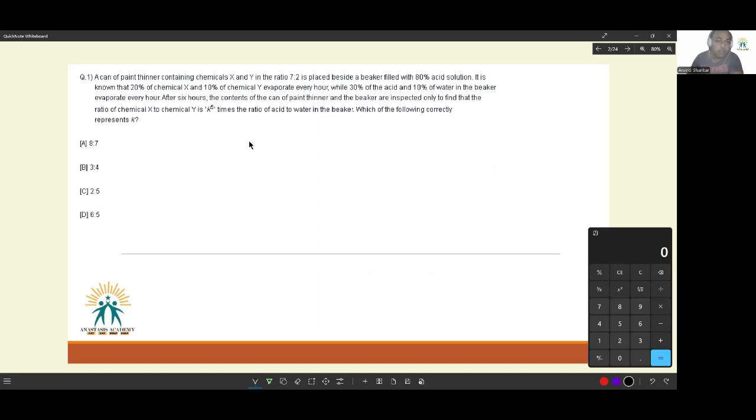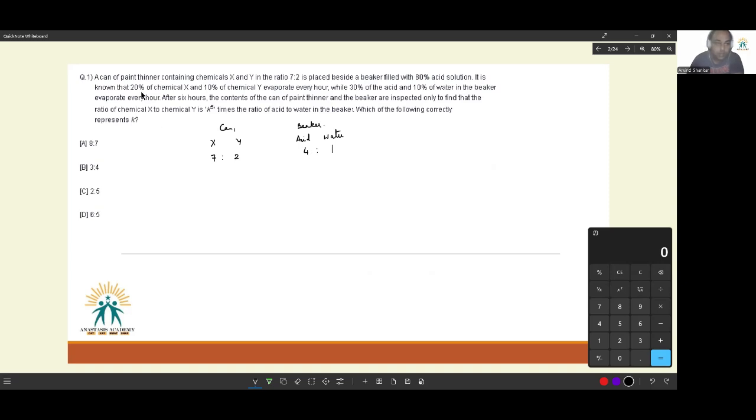A can of paint thinner containing chemicals X and Y in the ratio 7:2 is placed beside a beaker filled with 80% acid solution. Okay, so there is a can, and there is a beaker. In the beaker, there is acid and water. Let's say the other element was water. So X and Y are in the ratio 7:2 and acid to water is in the ratio 4:1.